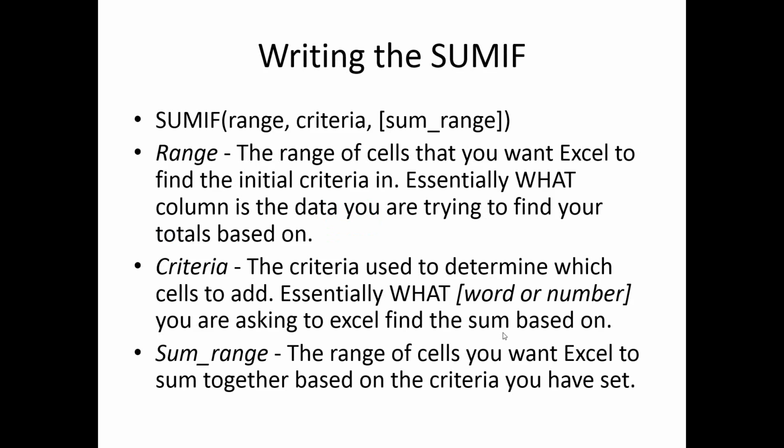Now the formula itself is structured in three components. The first part is the range, which is essentially the range of cells that your criteria is in. The second part is the criteria, which is essentially what you want Excel to sum by. This could be a number or a string of text. And lastly, we've got the sum range, which is the range of cells that has the dollar values you are asking Excel to add up. Now to understand this concept a bit better, let's run through a live example where we are performing a SUMIF by a string of text.